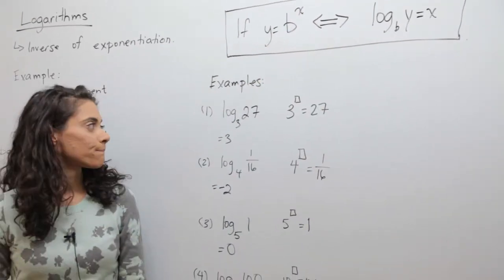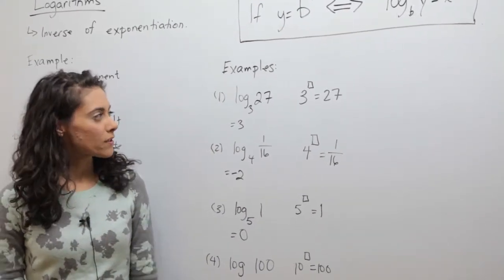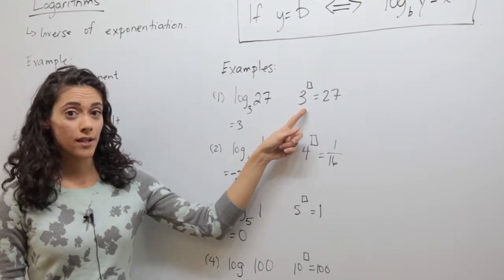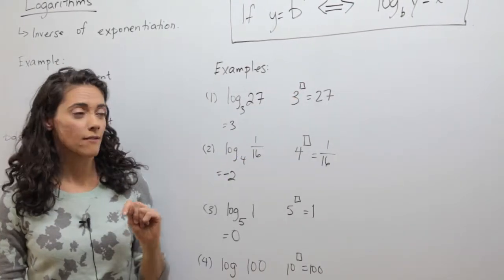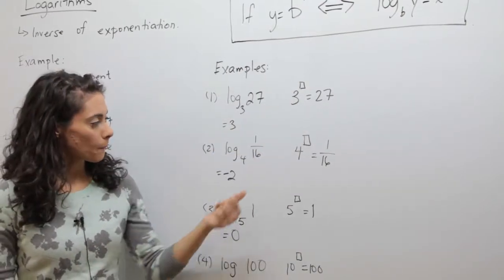Some examples. Log base 3 of 27. Ask yourself, what exponent takes me from this base to this number? Well, 3 to the power of 3 is 27. That's our answer, the exponent that solves that little equation.